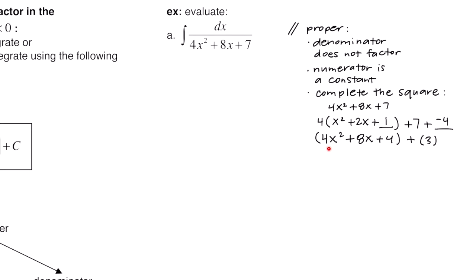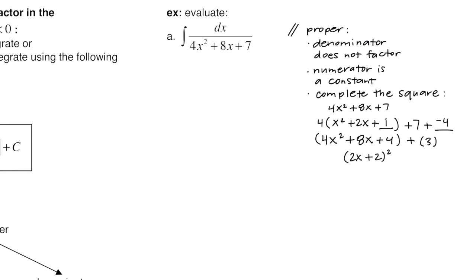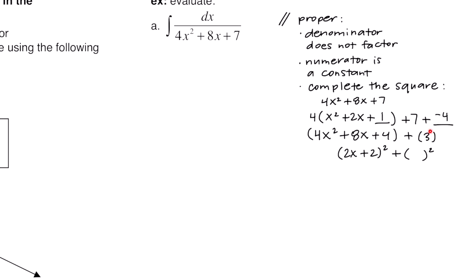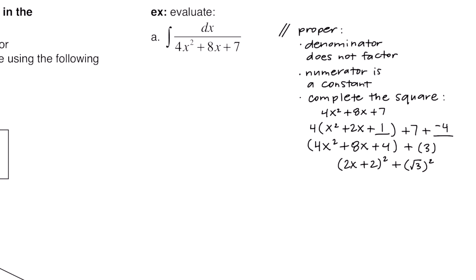Now if we take this trinomial and we were to factor it, it becomes 2x plus 2 quantity squared. Because 2x times 2x is 4x squared. 2 times 2 is 4, and then when we do our outer and inner, it's 4x and 4x, which combines to 8x. For this 3 right here, we want it to be something squared, but because this isn't a perfect square, we're going to use the square root of 3. So now we have something squared plus something squared. So we're going to take this whole expression and plug it in right here.